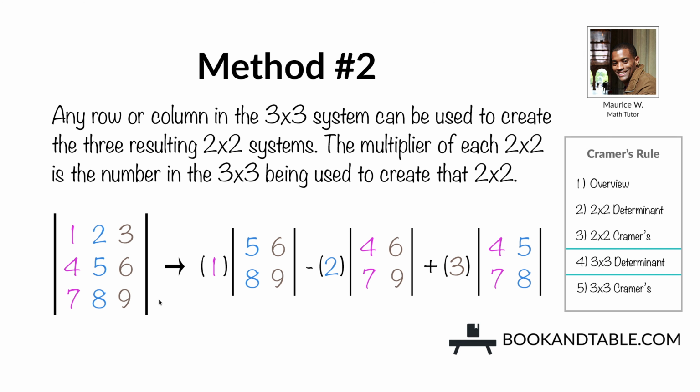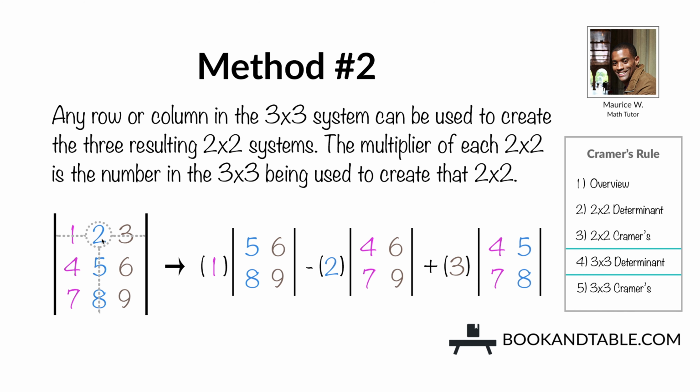Now, I will always eliminate row number 1 just to make things easy. And what you want to do is, you first want to start with the first number in that row or column. This will be your multiplier. You draw a line through the remaining row and that same column. And the 2x2 is the resulting numbers that are not crossed out. So 5, 6, 8, 9 with a multiplier of 1.